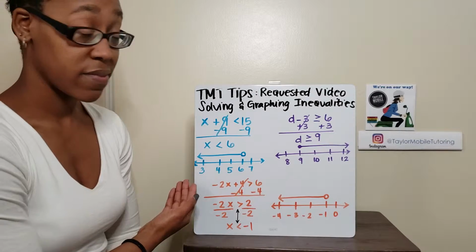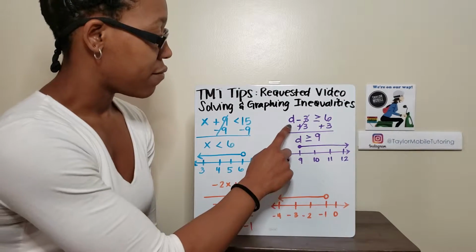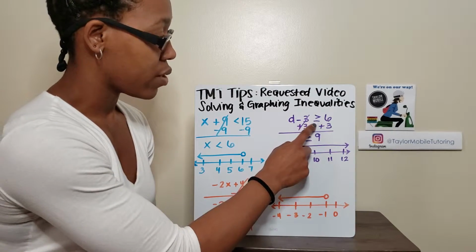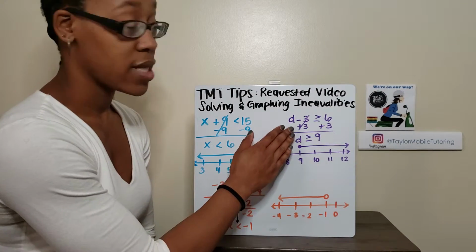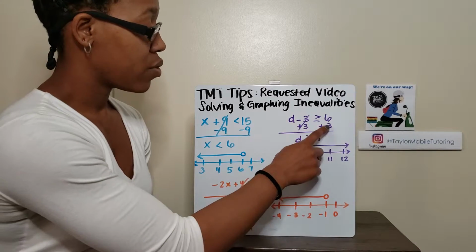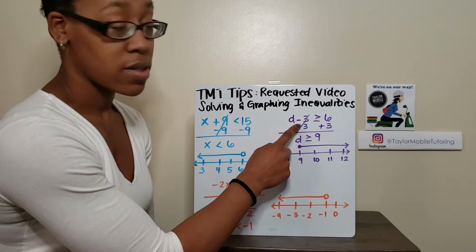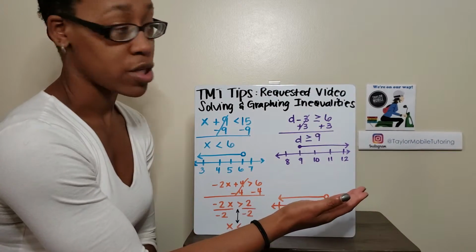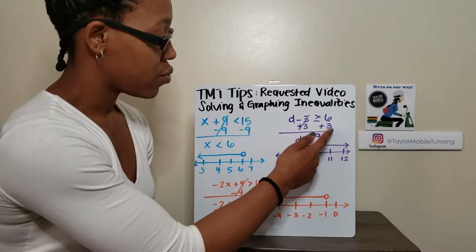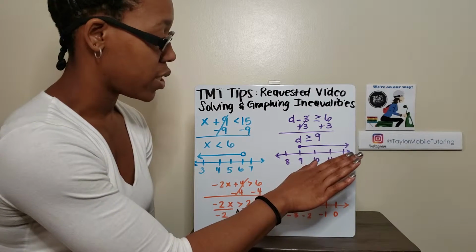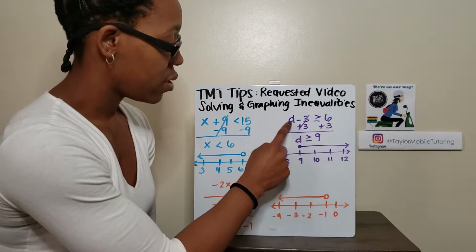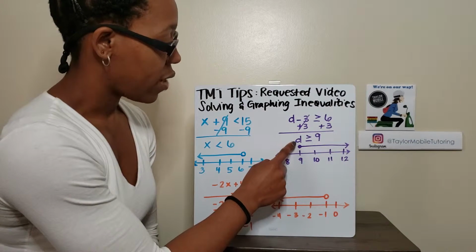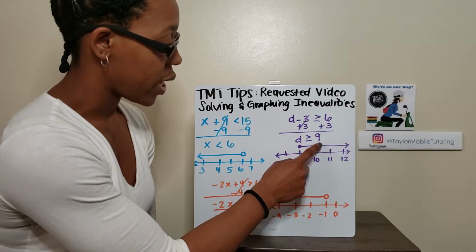In my next example, we have d minus 3 is greater than or equal to 6. Just like the first inequality, I need to isolate my variable. So I'm going to add 3 to both sides for this one, because here it's being subtracted, so I'm going to do the opposite operation. Once I add 3 to this, it becomes 0 and disappears. When I add 3 to the other side of my inequality, I get 9. I bring down my d, and now I have d is greater than or equal to 9.